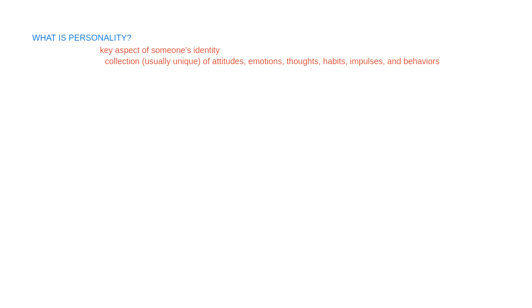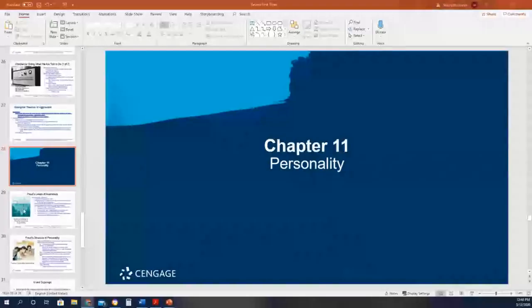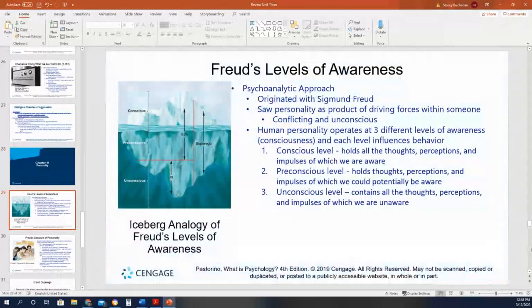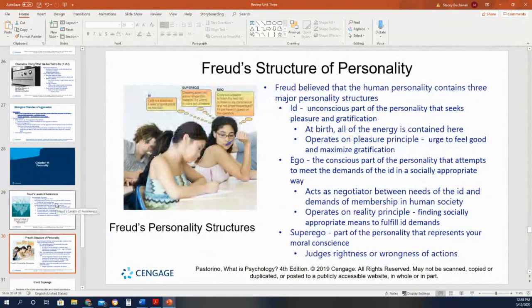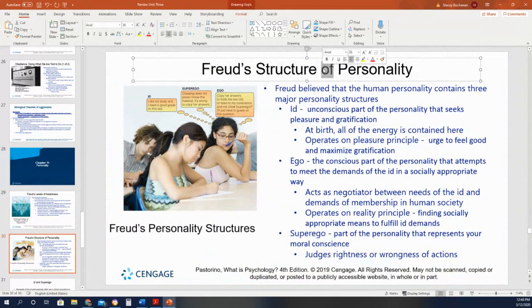So we'll, of course, start out with Freud. There we are. So Freud felt like there are three key components of personality. We'll go over the levels of awareness, but for your study guide, when I mention it, I will literally read it out to you so you can make sure you understand the three.